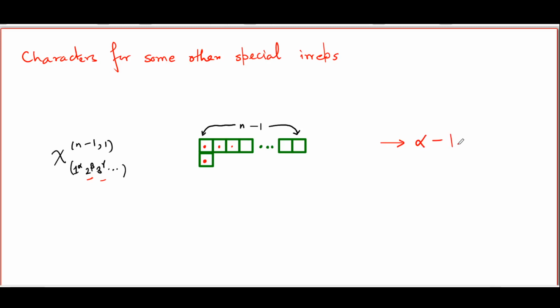So this gives us a general formula for each and every class. If you are looking at this particular irreducible representation, the one corresponding to n minus 1 plus 1, the character is always alpha minus 1, 1 less than the number of 1 cycles.